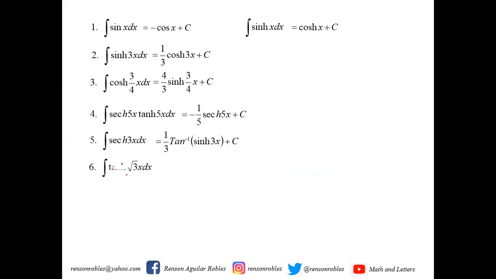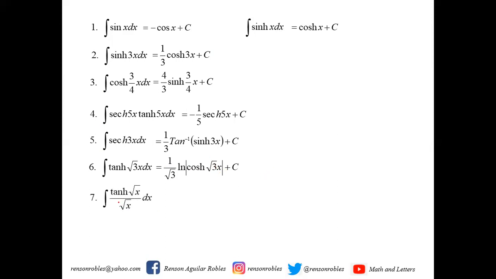Number 6, say we have the integral of tanh of square root of 3x dx, and you should recall that the integral of tanh u is ln of cosh u plus c. Then finally, you can write this as 1 over the square root of 3 ln of cosh square root of 3x plus c.